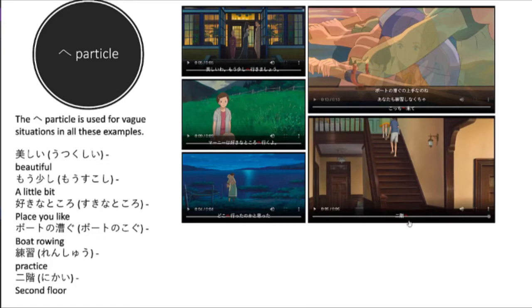So as you can see, 2階 is second floor, 1階 is first floor. They're going to the second floor, so we're heading towards the second floor and then she's pointing up. So the destination is not necessarily the second floor, they're going to the girl's room, but that nikai is just saying we're going up to the second floor.